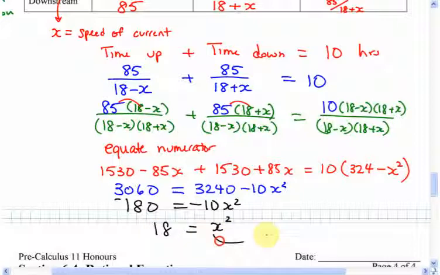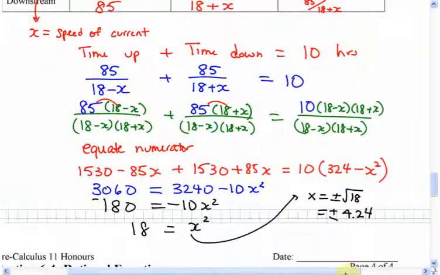So what's x? Plus or minus root 18. And let me predict what that is. 4 point something. 4.24. Can someone check that for me? Root 18. 4.24. That's my prediction.